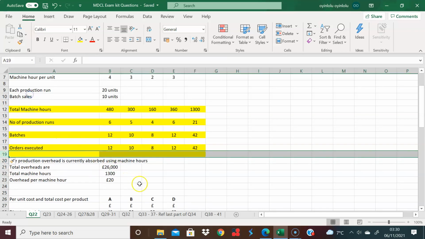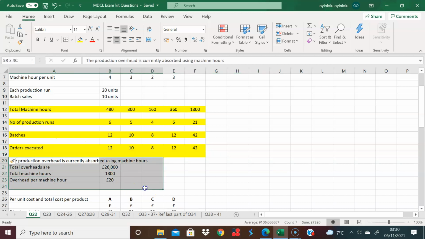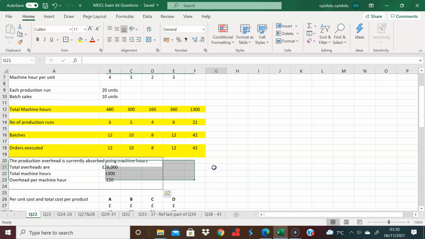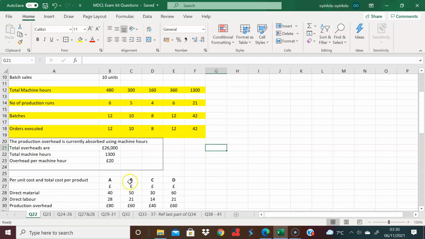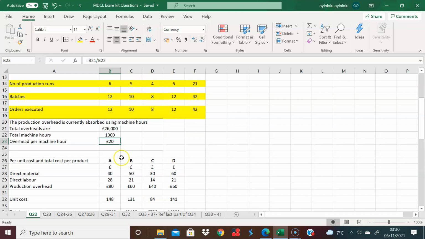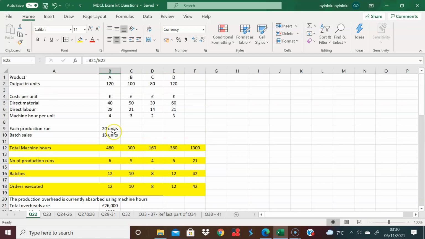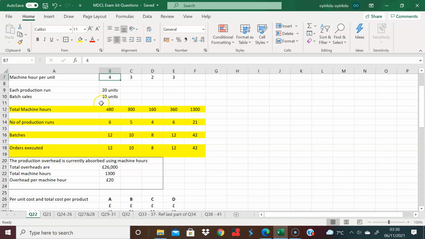First point here is that we just want to build a statement based on traditional absorption costing. We know the total cost of 26. We know the total machine hours are 1,300, and therefore the overhead per machine hour is 20. So therefore, based on machine hours, I know that it takes 4 hours to make each unit. So I can assign £20 for every hour, and therefore that's £80, yes?